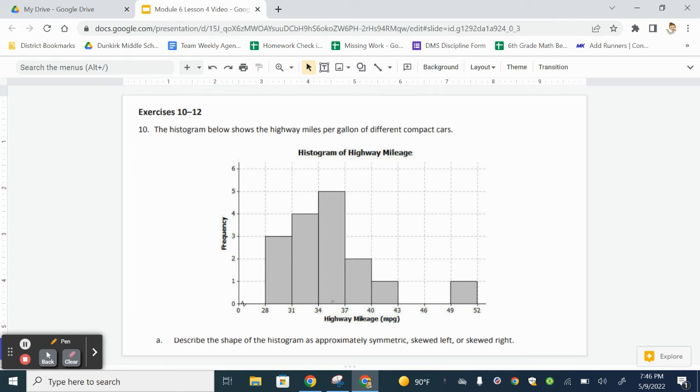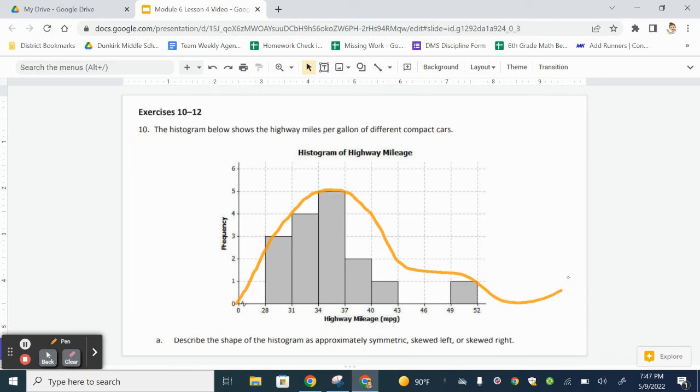Okay, so let's look at part A. The first thing says describe the shape of the histogram. So the shape, what you do, you're going to draw a curve on the outside of this data, kind of like how we found the center of the other data. So take your pen, and I want you to draw up around the top, and then you'll notice it comes down here like that. That is not a perfect bell shape.